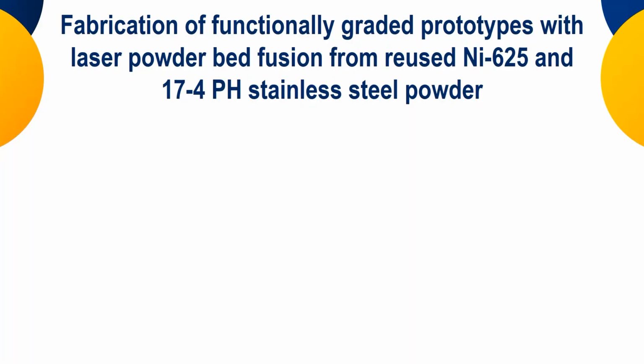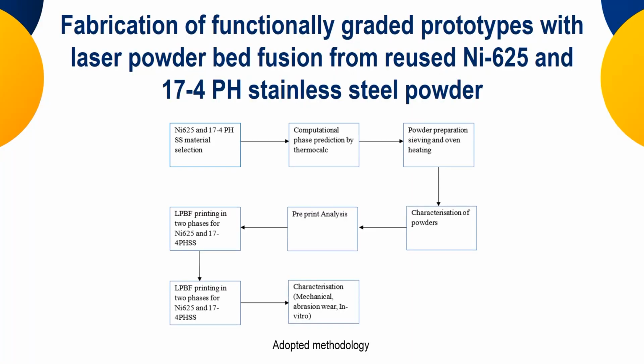Now continuing this study, this is another example that I want to put in front of you. This is now using the nickel powder, nickel 625, and 17-4 PH stainless steel. Here the temperature difference is to the tune of 50 degrees. So what we have done is we selected this material.